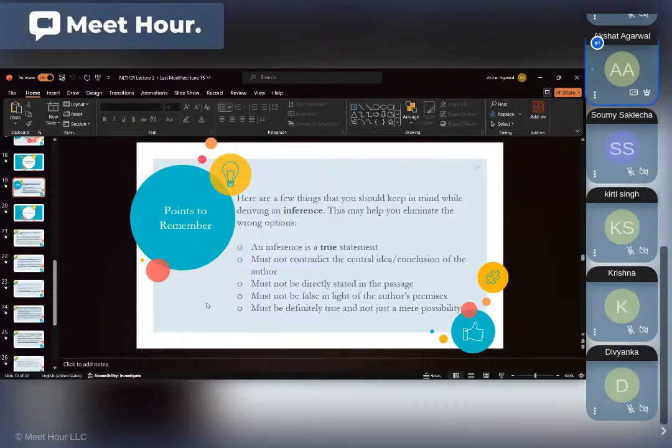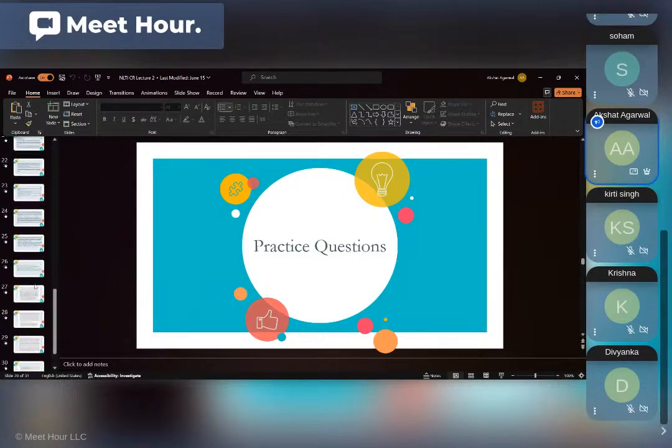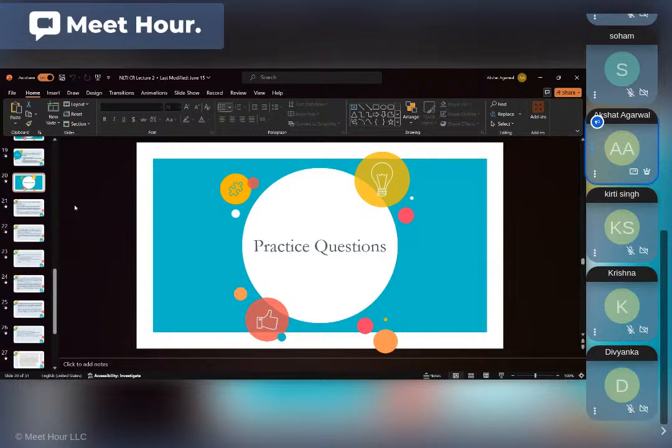So a lot of times, CLAT is not about arriving at the correct option, it's more about arriving at the best out of the four options. So take this with a pinch of salt. That's it. Let's dive into some practice questions. I have a couple of practice questions, and I hope this will help you understand what inferences are.